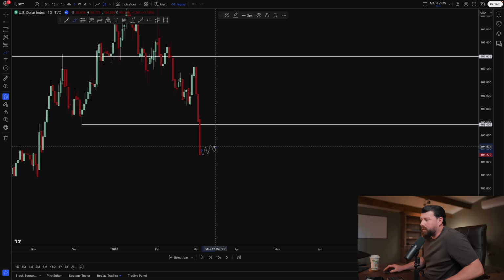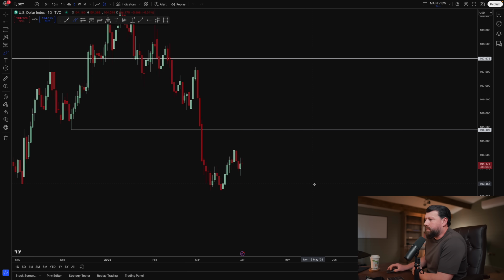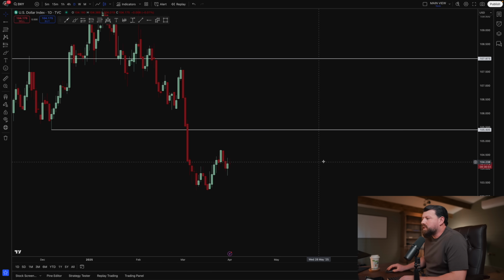You're going to get hammered by false traps on the lower time frames on dollar cross pairs, like Euro Dollar, Pound Dollar, and not have any idea of what's going on. So let's play that back. So this little pullback here, this is what's expected.